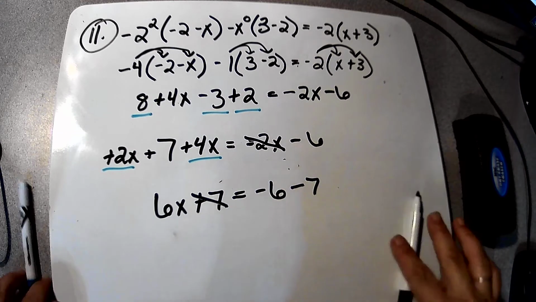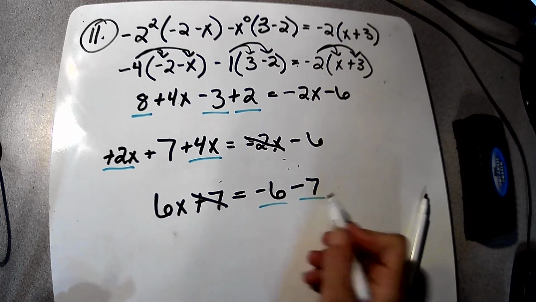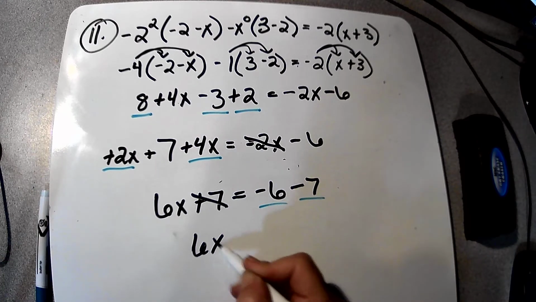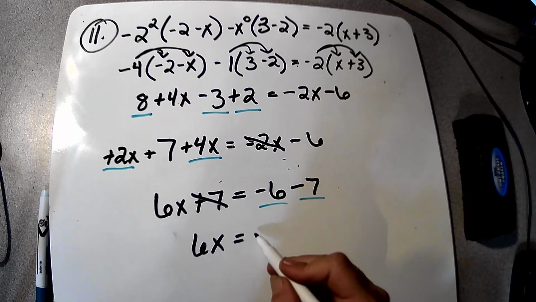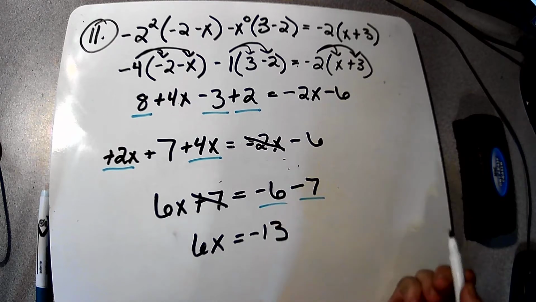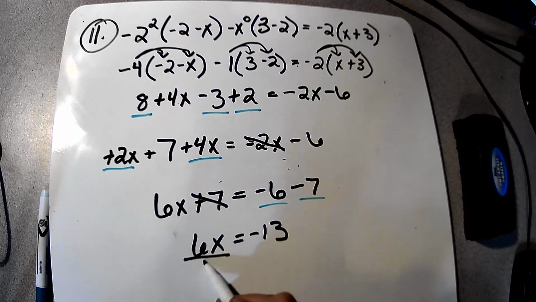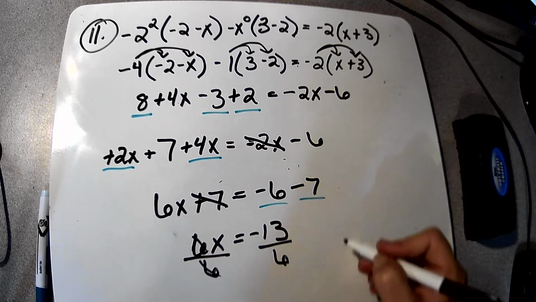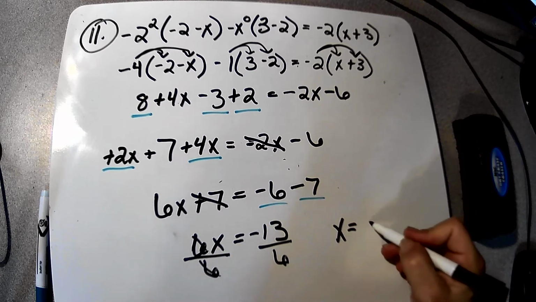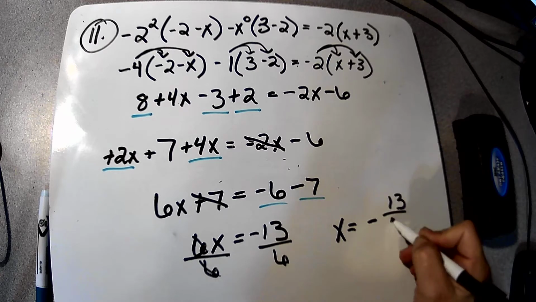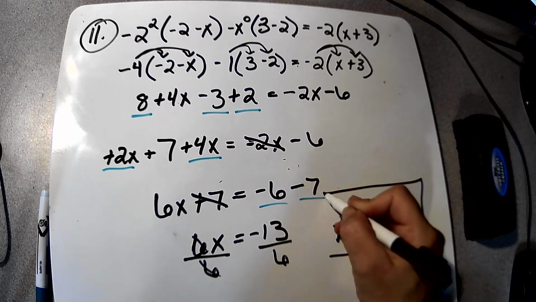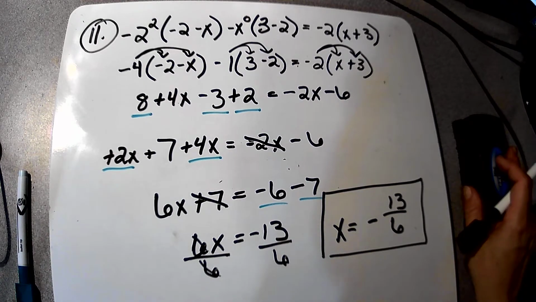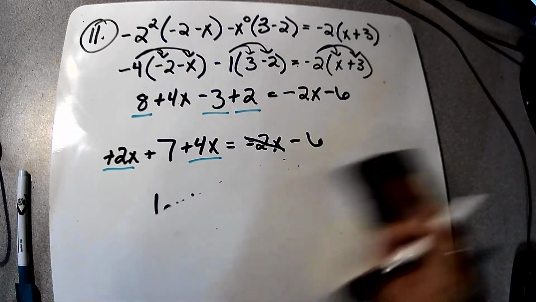Alright, so now I have like terms right here, and I can combine those, and I get 6x equals 6 plus 7 is negative 13. And now I just have to divide by 6 on both sides, and that is the answer. X equals negative 13 over 6. There's our answer. Alright, I'm going to try the next one here, number 12.